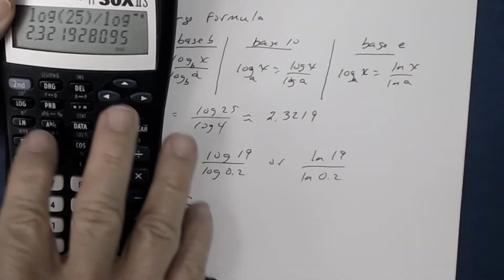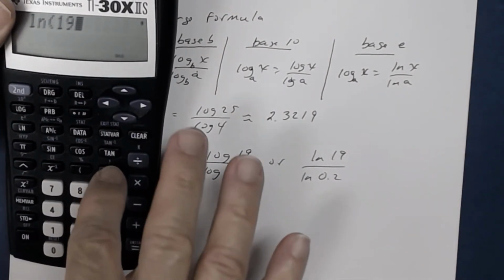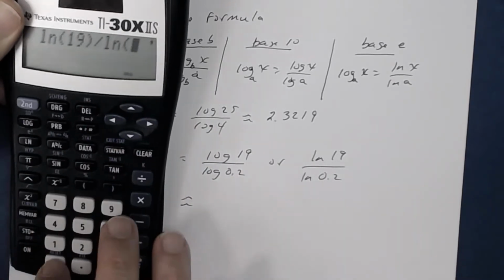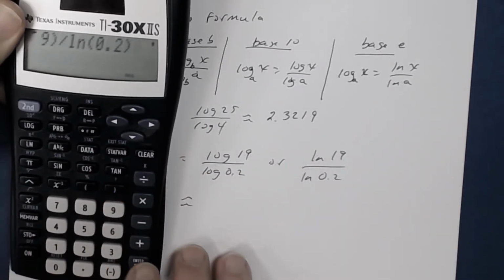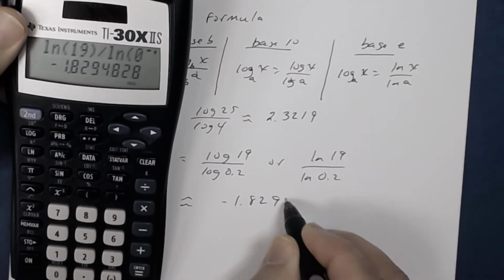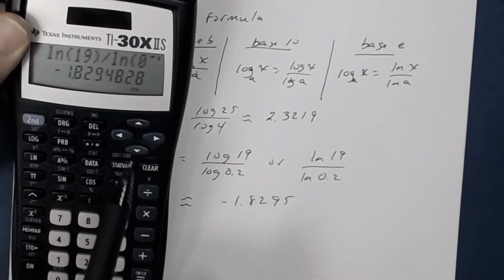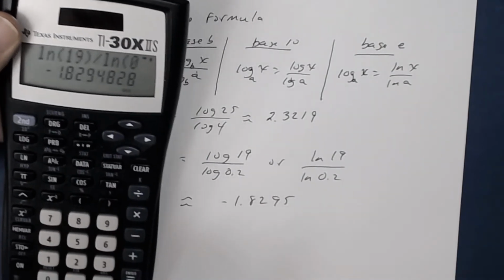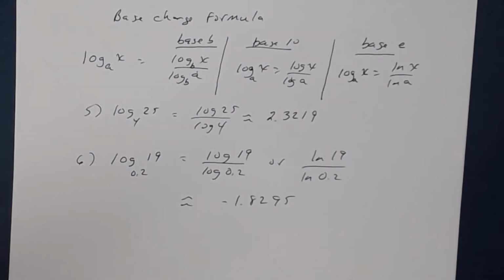So let's do the natural log. Natural log of 19 divided by the natural log of 0.2, right? And that's negative 1.8295. So make sure you round off to the nearest thousandth. Okay? All right, so that's the base change formula.